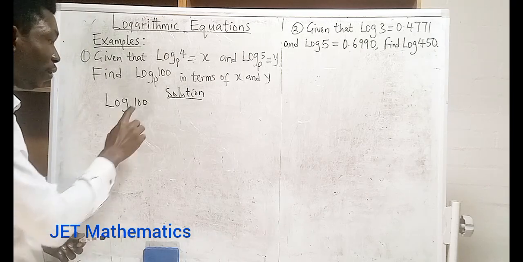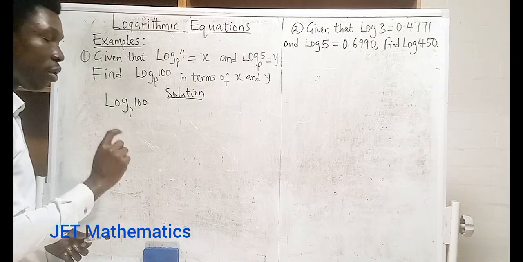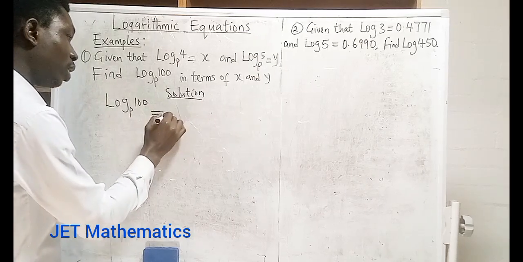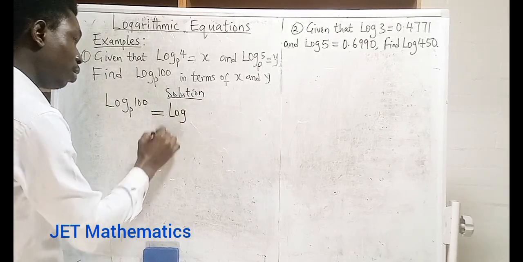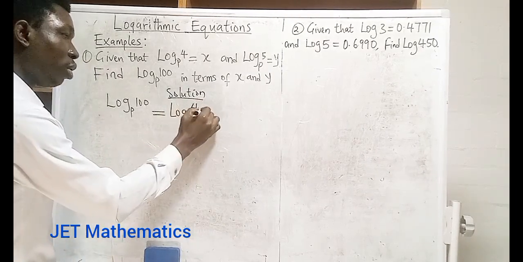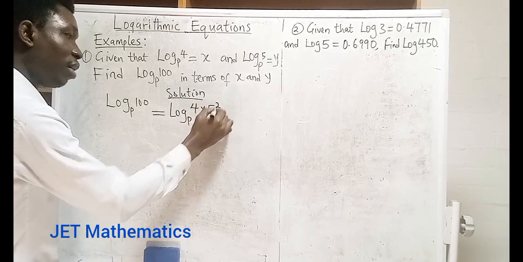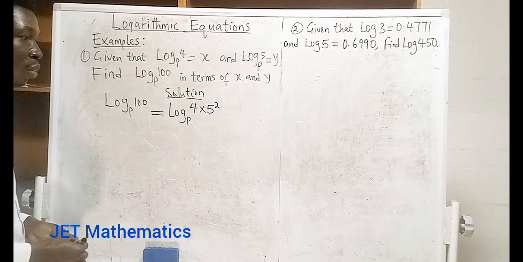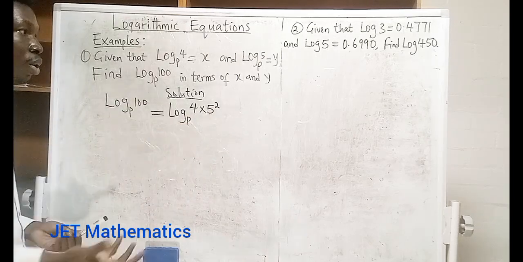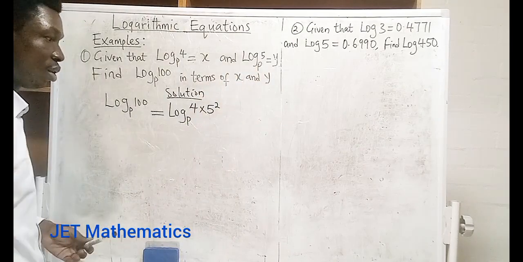So I know that 4 times 25 will give me 100. So I can write this as log to base p, and here I put 4 times 25. 25 is the same thing as 5 squared. So I haven't changed anything. 4 times 25 is still 100, but I'm trying to make this look like what I was given.